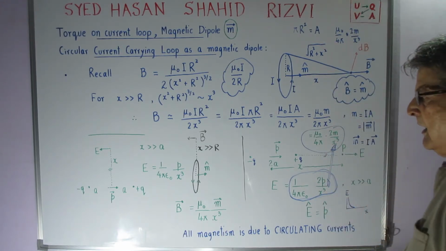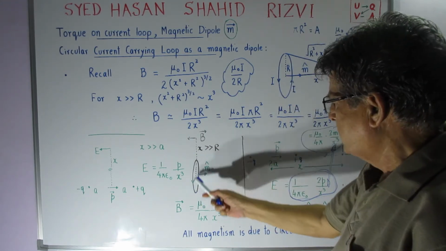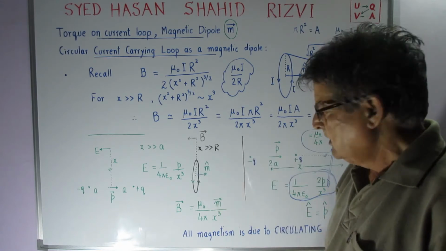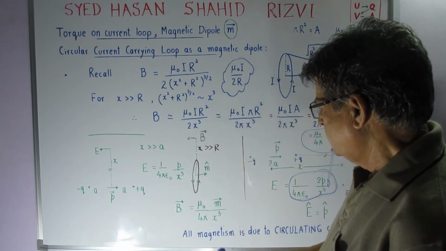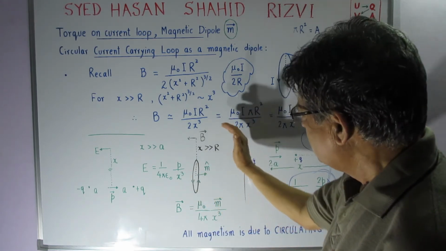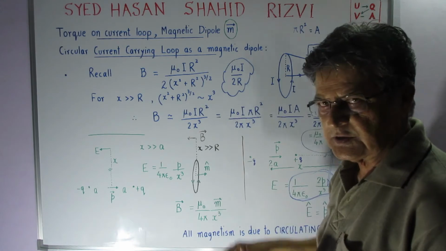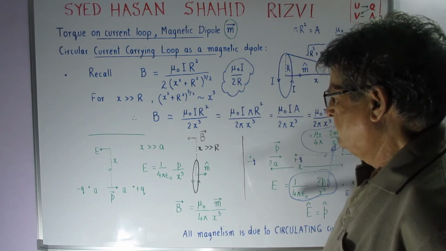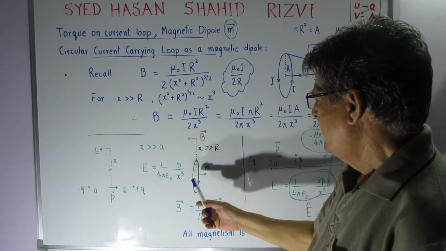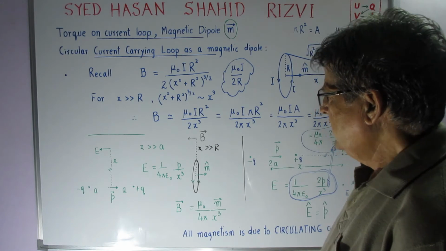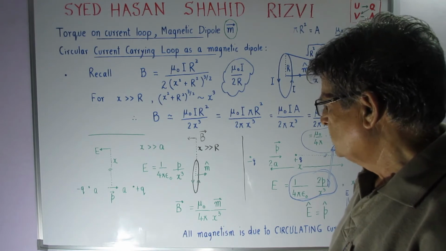Now let's see that this is the same loop kind of thing which has the magnetic moment vector coming out of it, and you can see that these lines of field will go out and cross this line like this. So B cap and M cap will be opposite to each other.